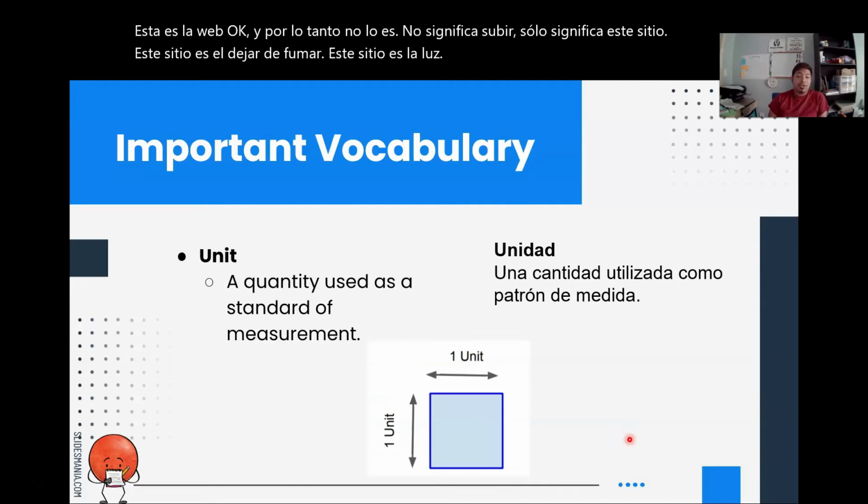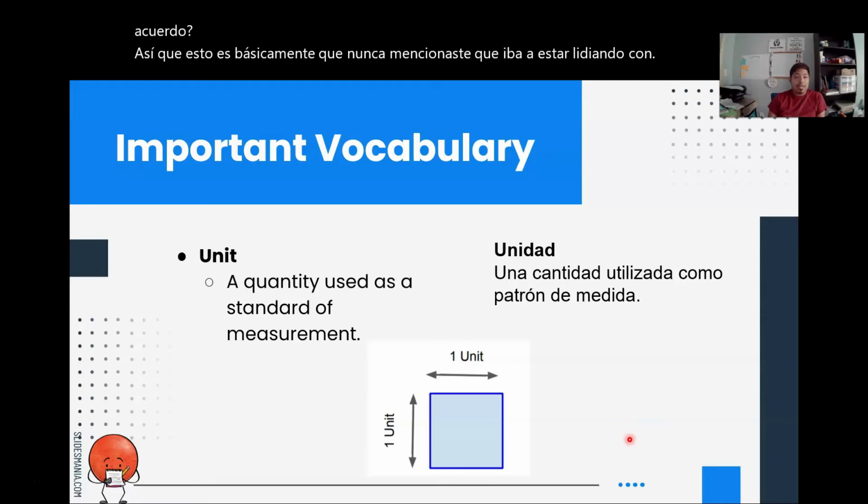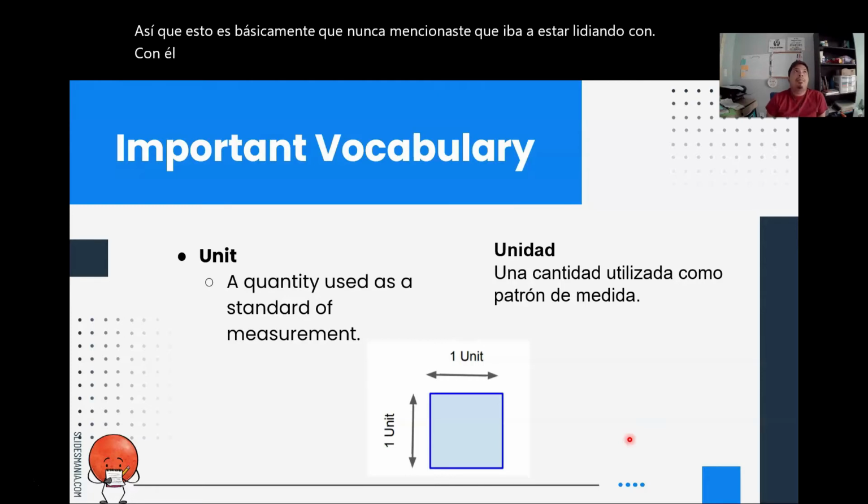And the unit of measurement, or a unit, is a quantity used as a standard of measurement, okay? So this is basically the unit of measurement that we're going to be dealing with. It's a unit, and because length has lots of them, we're going to learn which ones to use for both perimeter and square.